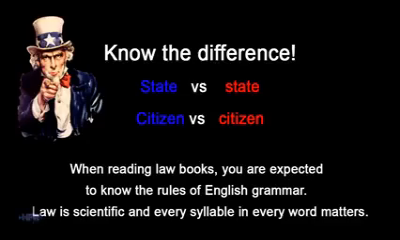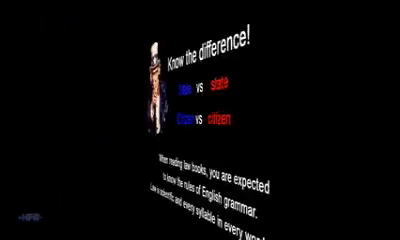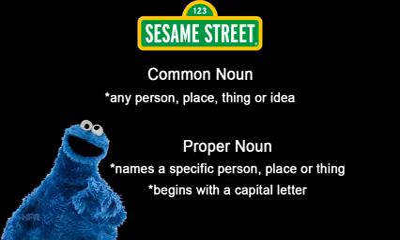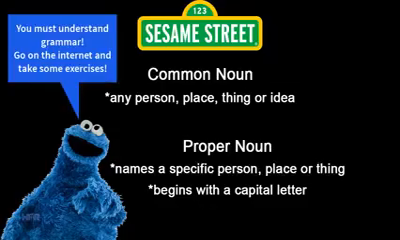Now, the next two words that we need to be familiar with are the words state and citizen. You got to know your nouns in this sense. You got to know that a proper noun begins with a capital letter, and a common noun begins with a lowercase letter. There is no lowercase. This is very important when you're reading, because in law, it is very scientific.